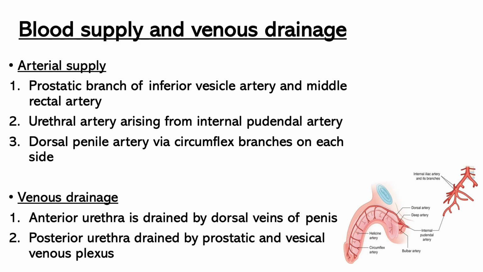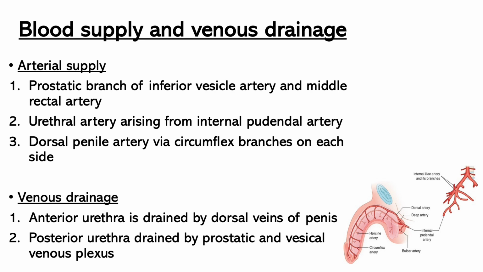Blood supply and venous drainage. Arterial supply. 1. Prostatic branch of inferior vesical artery and middle rectal artery. 2. Urethral artery arising from internal pudendal artery. 3. Dorsal penile artery via circumflex branches on each side.